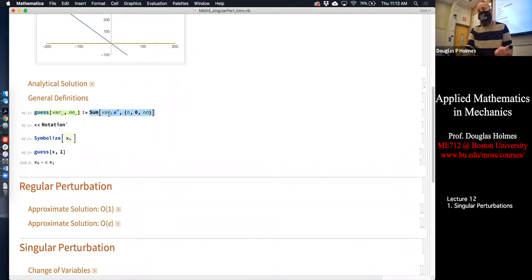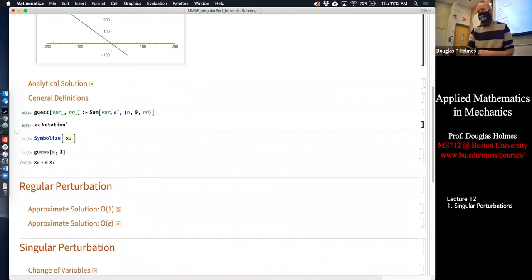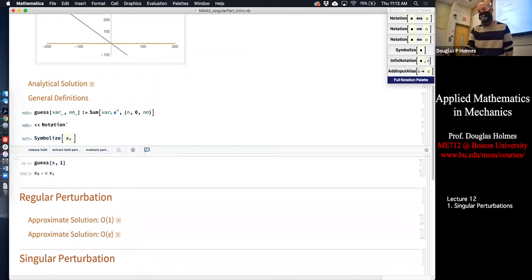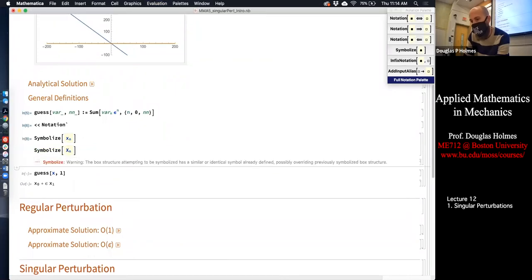Summation of our variable sub n times epsilon to the n. I have to use this notation key to tell me that I can turn this into a symbol. I actually should probably do this twice. I think I will eventually use capital X, so we'll do that just in case. I don't think it matters though. Oh, yeah, it doesn't matter.